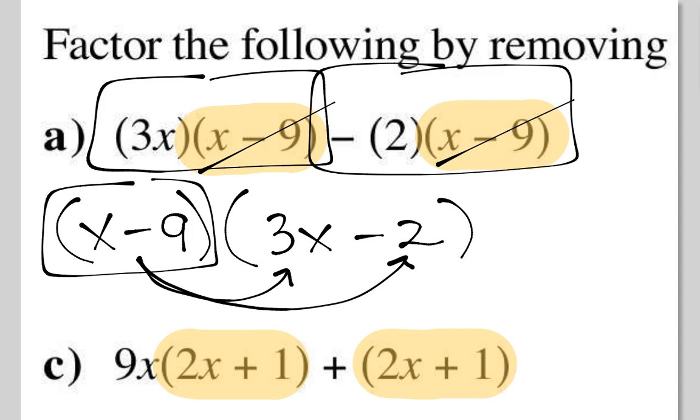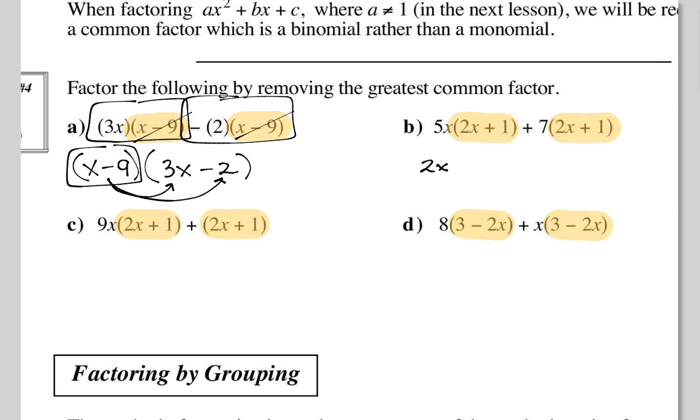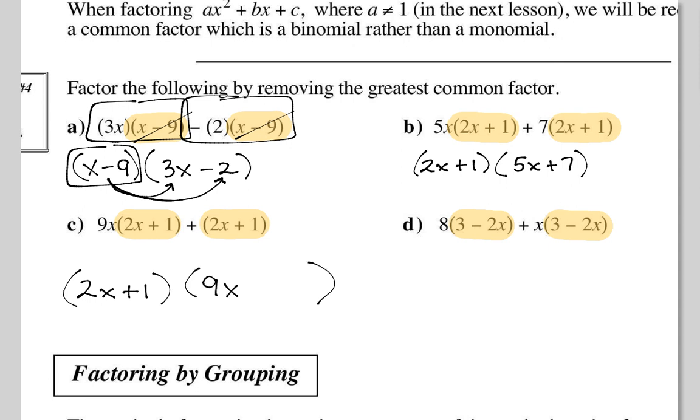Okay? What do I take out of the second one? 2x plus 1. What's left over? 5x plus 7. Now for part C, this one is always a hard one to explain. But when you take out the 2x plus 1, I mean the 9x is easy, but what do I put here?